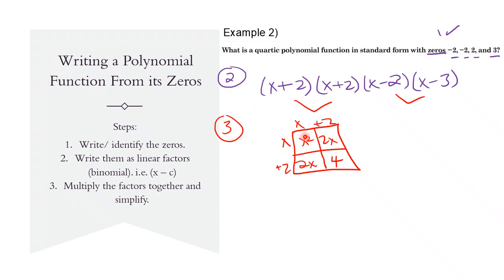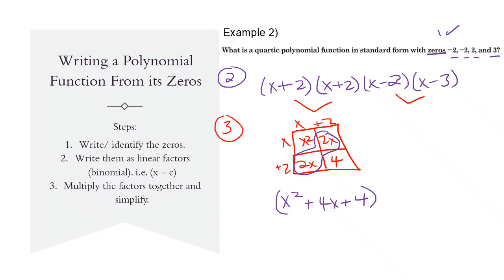What do we do to fill in the box? We have x times x makes x squared, x times 2 makes 2x, x times 2 makes 2x, and 2 times 2 makes 4. Now that we have our box filled in, we're going to combine like terms. Our like terms are on the diagonal. So we're left with x squared plus 4x plus 4.